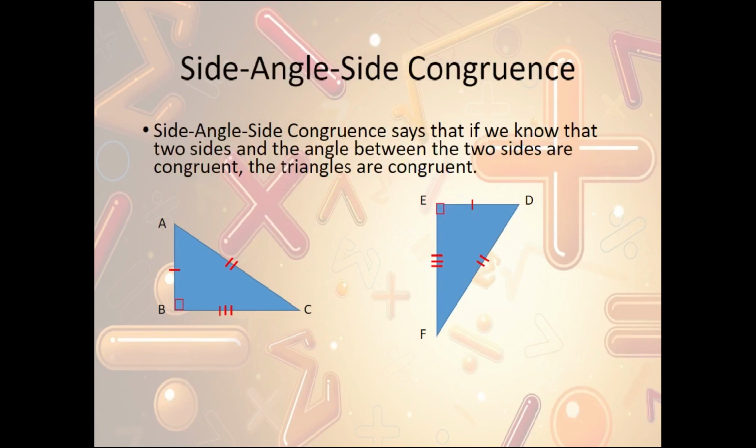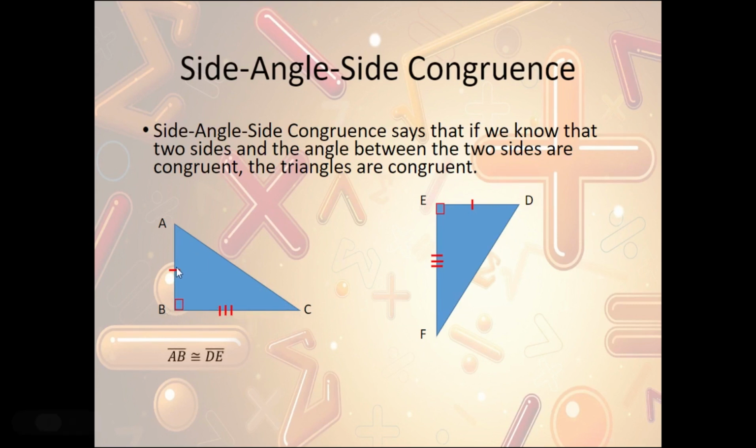Now let's take a look at side-angle-side congruence. So side-angle-side congruence says that if we know that two sides and the angle between them are congruent, then the triangles are congruent. Now notice here, I have a side, an angle, and a side. The order matters. If I had a side, and I knew this angle, then this theorem would not work. The only way it works is if we have the two sides and the angle that goes between them.